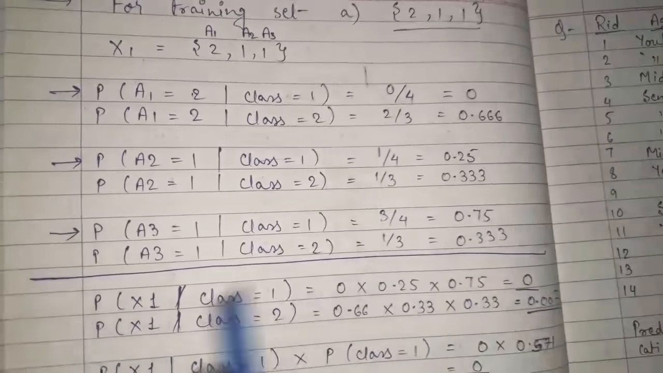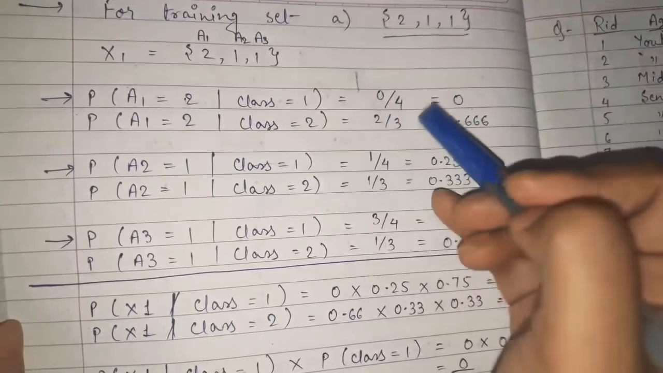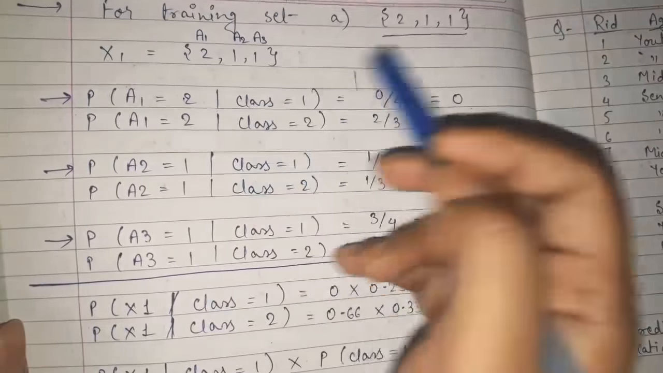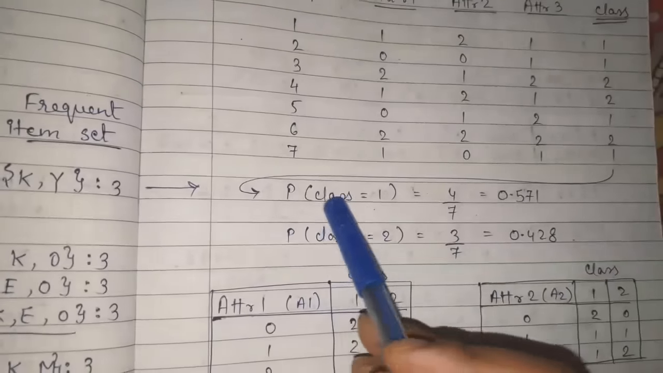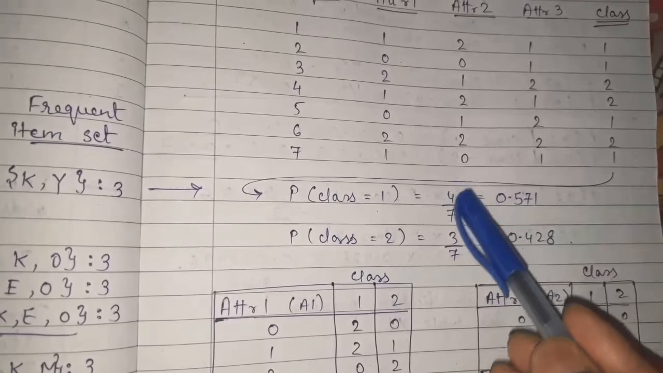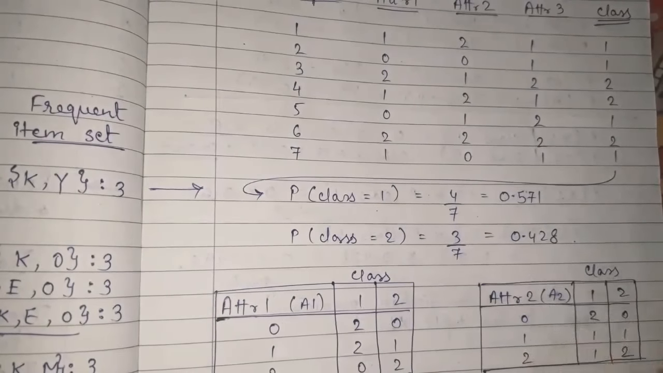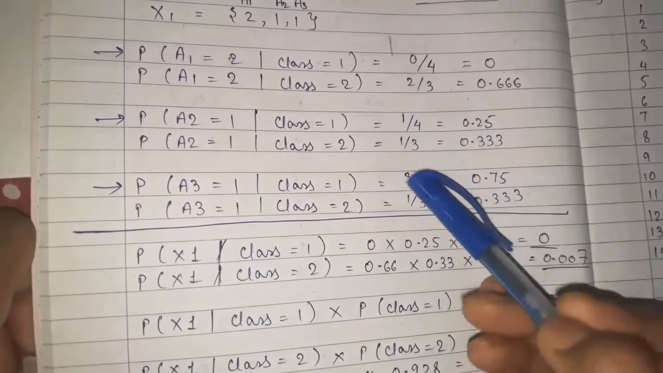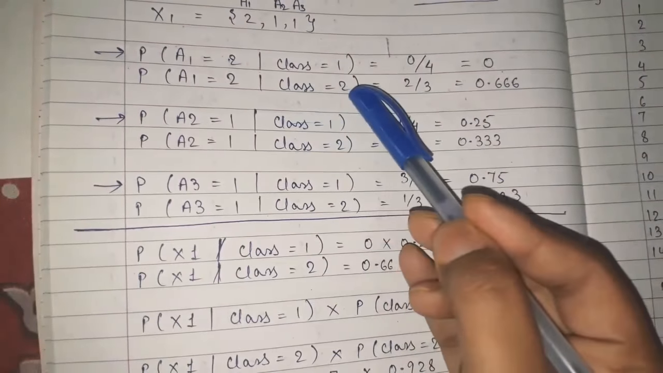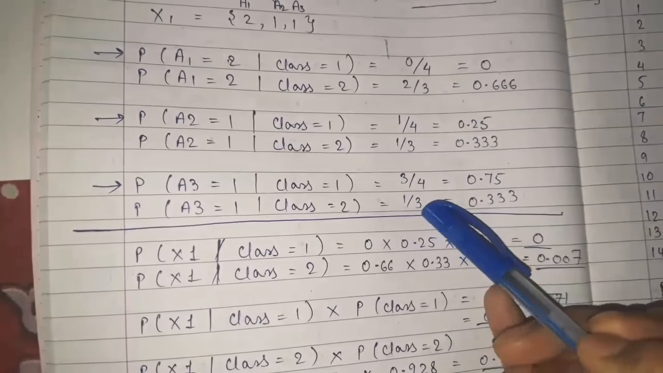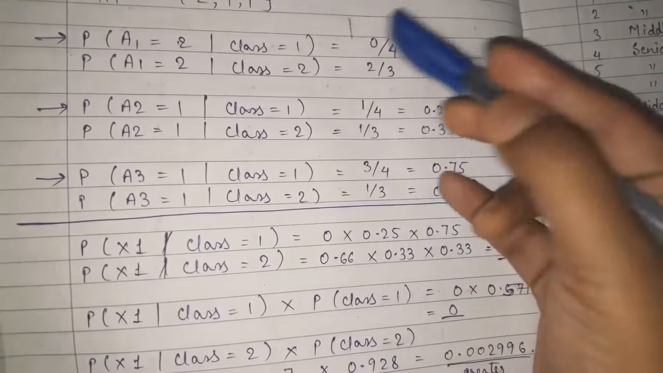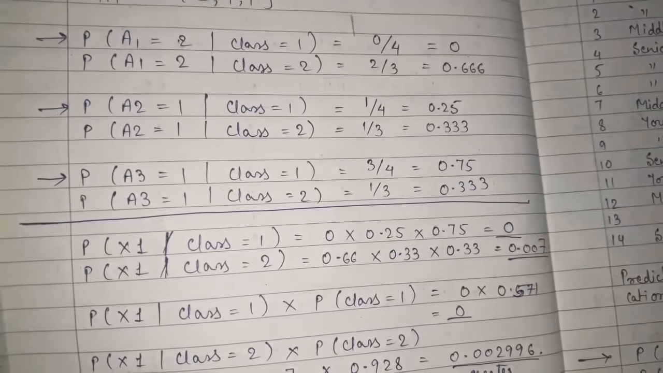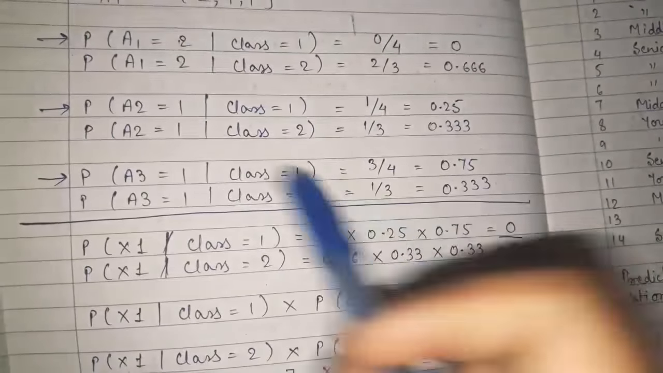Fine. Now how to fill out the denominator values? It is more simple. In the denominator, we write the total number of class 1 in the table. In class 1, the total number we have is 4. The total number of class 2s we have is 3. So for class equal to 1, the denominator will always be 4, and for class 2, the denominator will always be 3. Fine, got it? That is how to find the numerator and denominator, and based on that we get these 6 values. I hope you are getting how we are doing this.